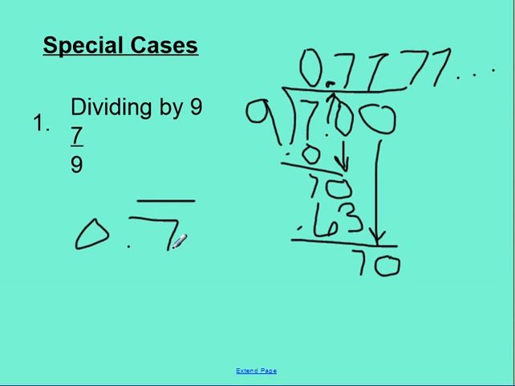Notice that the number that repeats when I divide by 9 is the number that was in my numerator. So if I had 1 over 9, my repeating decimal is going to be 0. There's my 1 repeating. Ooh, that looks like a T. Let me fix that.